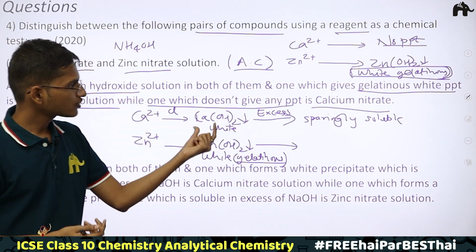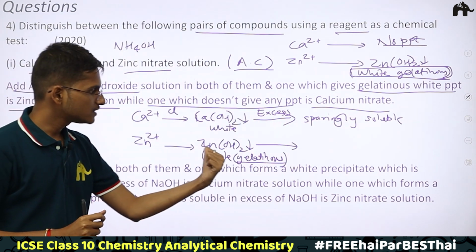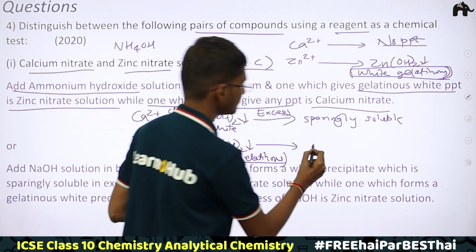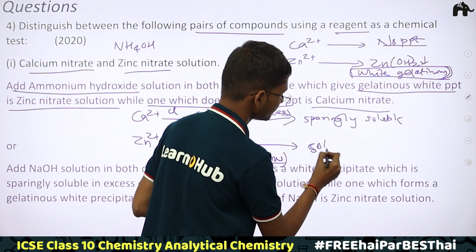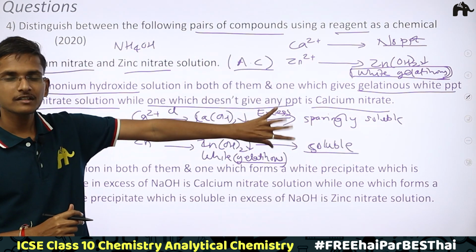Because see, calcium hydroxide precipitate is sparingly soluble. It is slightly soluble in excess of NaOH. But this zinc hydroxide precipitate is completely soluble, right, in excess of NaOH. It is forming that sodium zincate salt. So this difference we can easily make out.